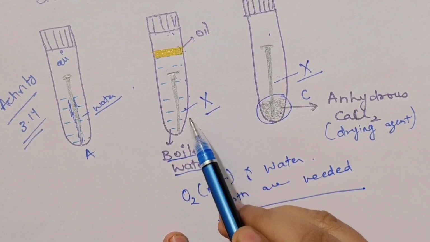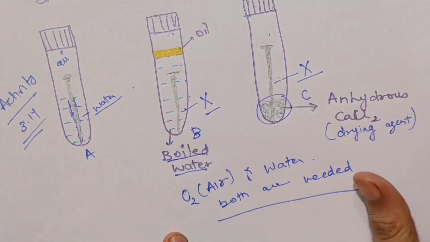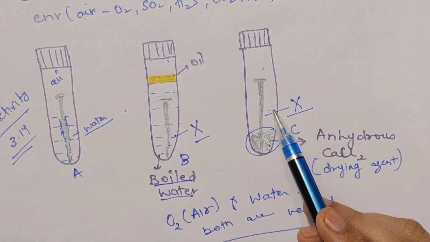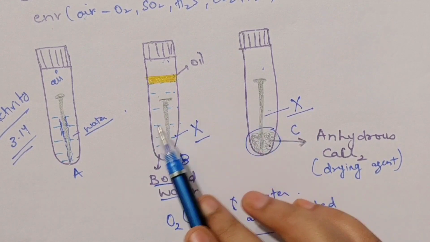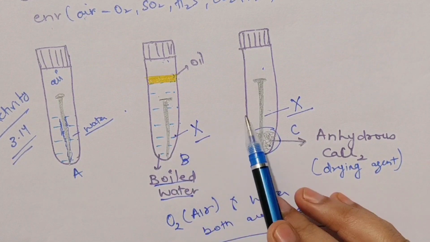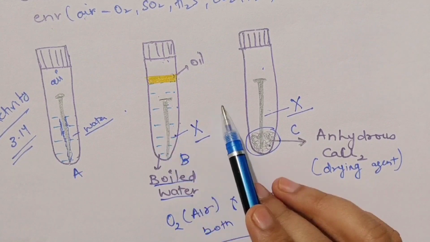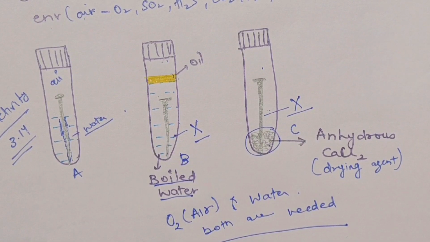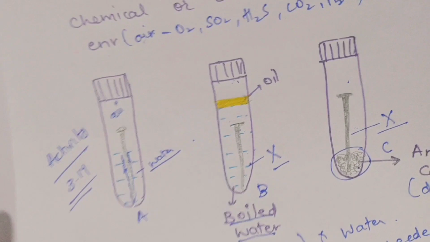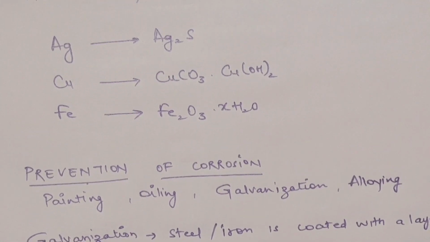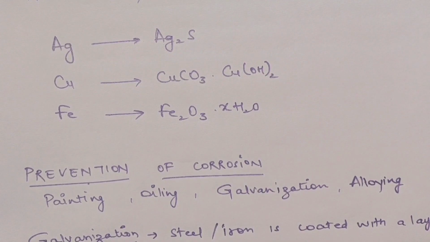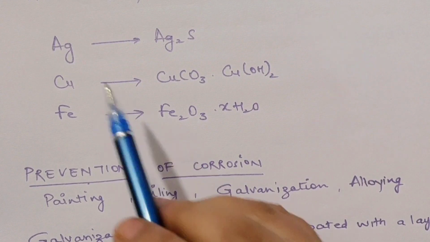Okay, in the second test tube water was there but there was no air. In the third test tube there is air but it's completely dry, there is no moisture. That is why in these two only one component was present, the other was not there, and therefore rusting could not take place. Now let's talk about different kinds of corrosion.